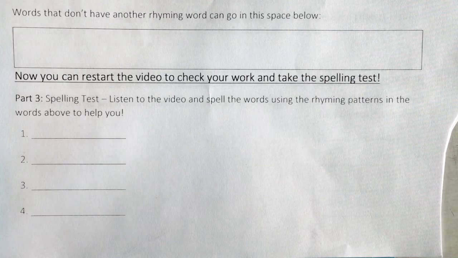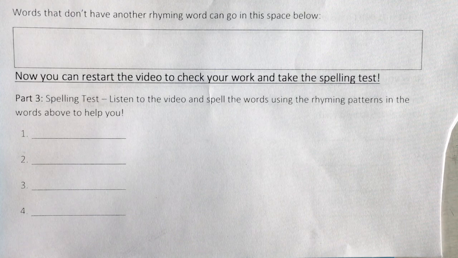Number 1, spent. I spent a lot of money at the store. Spent. Number 2, vest. She wore a vest when the weather got cold. Vest. Number 3, plan. What is your plan for winter break? And number 4, scat. They told the children to scat.